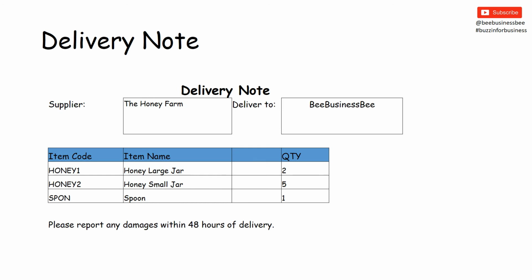Now the delivery note is quite basic. It literally says who the supplier is, where they're delivering it to, and they don't put the prices on there. What they do is they put how many items or the quantity of the items you should find. So that helps you to check off the order. And it may state something like, please report any damages in 48 hours of delivery, for example, whatever the terms are going to be.